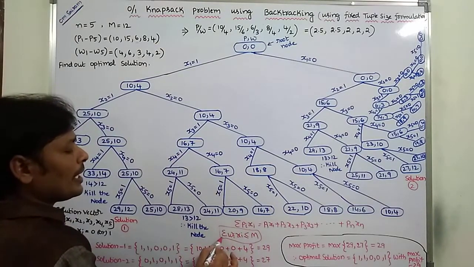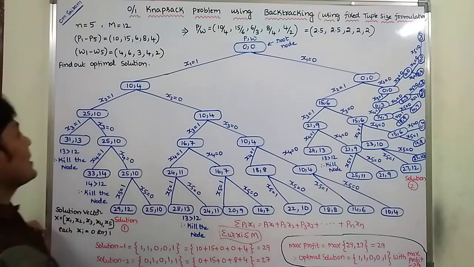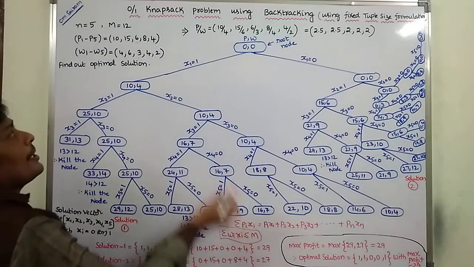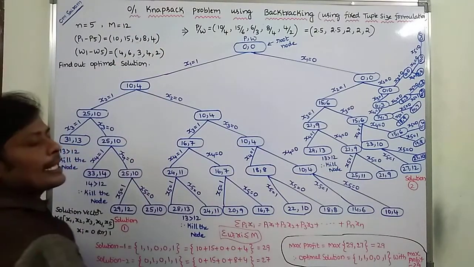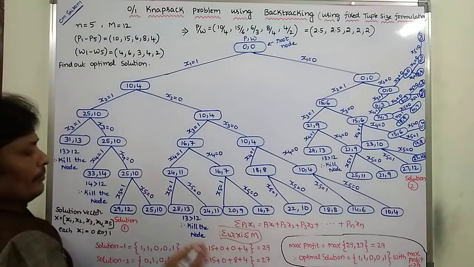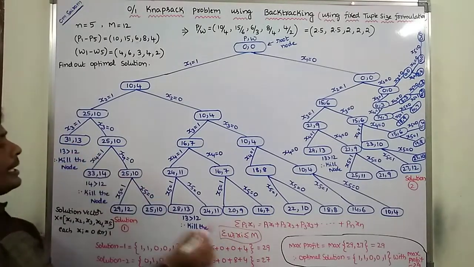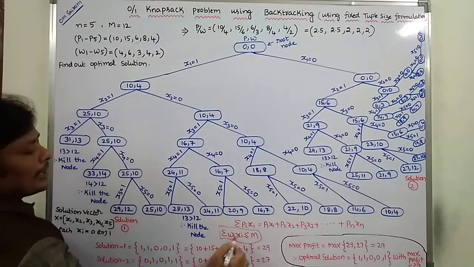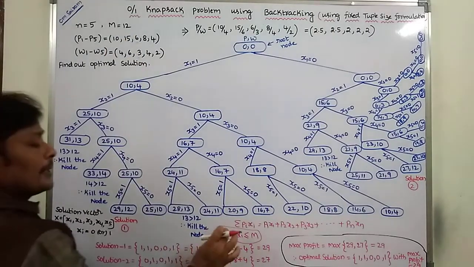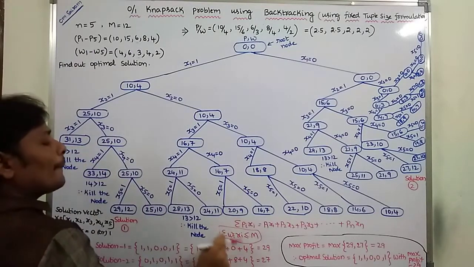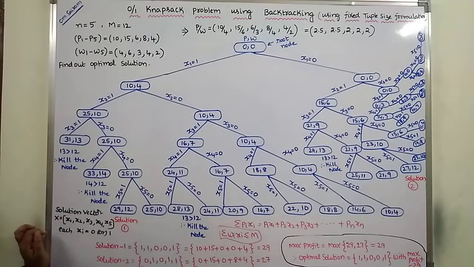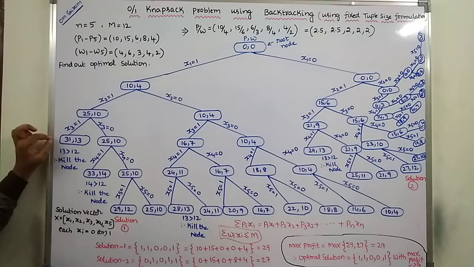Here we have considered three objects. Three objects' weight is equal to 13. Capacity of the knapsack is 12. Is 13 less than or equal to 12? So here 13 is this one, 12 is this one. This is false. It violates the property, that is sigma WiXi less than or equal to M, so we have to kill that node. By using bounding functions, we have to kill that node.